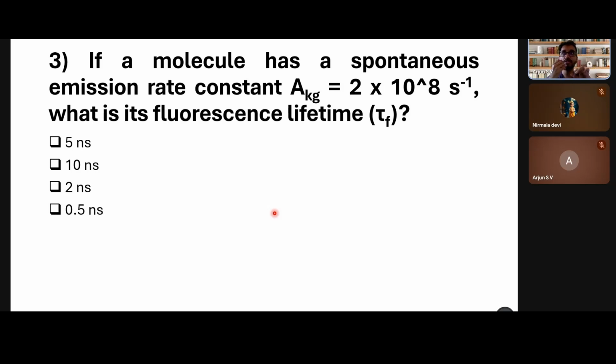People can take maybe 2 minutes, till about 3:30, to solve this problem, and at 3:30 we'll start solving the problem.